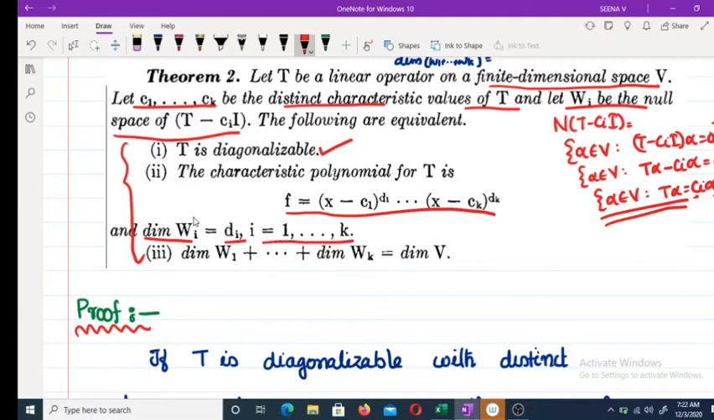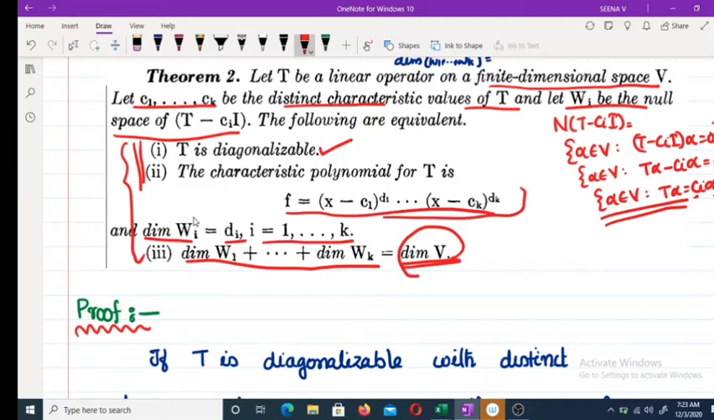And the last one: the dimension of W1 plus the dimension of W2 plus etc. plus the dimension of Wk is equal to the dimension of V. So, 1 implies 2, 2 implies 3 and 3 implies 1. Okay. So, T diagonalizable clearly implies the dimension of W1 plus the dimension of W2 plus etc. plus the dimension of Wk equals the dimension of V. Okay. So moving to the proof.